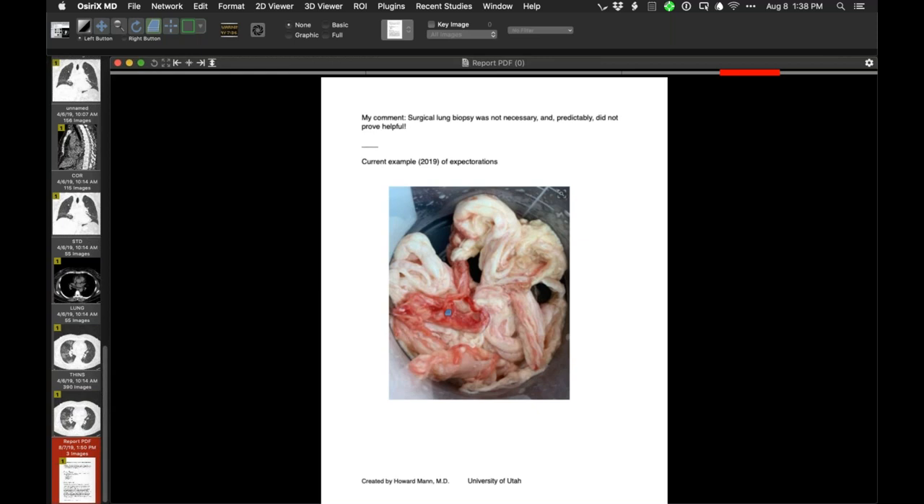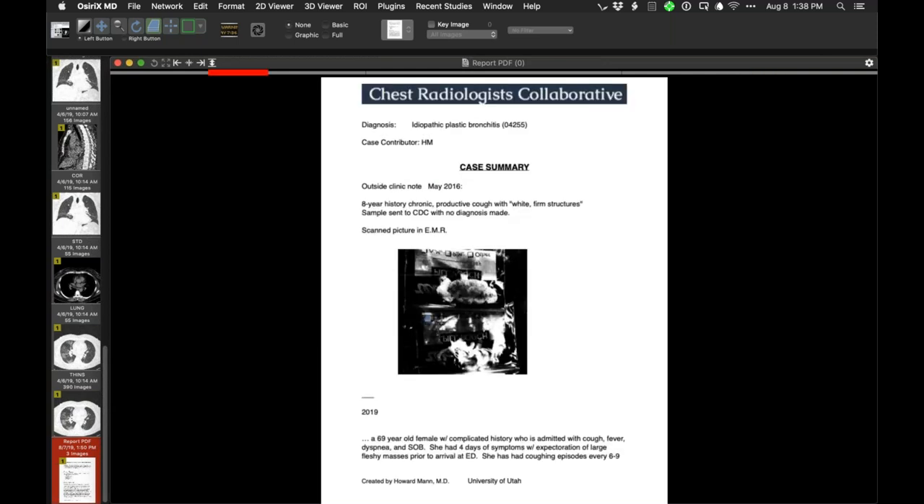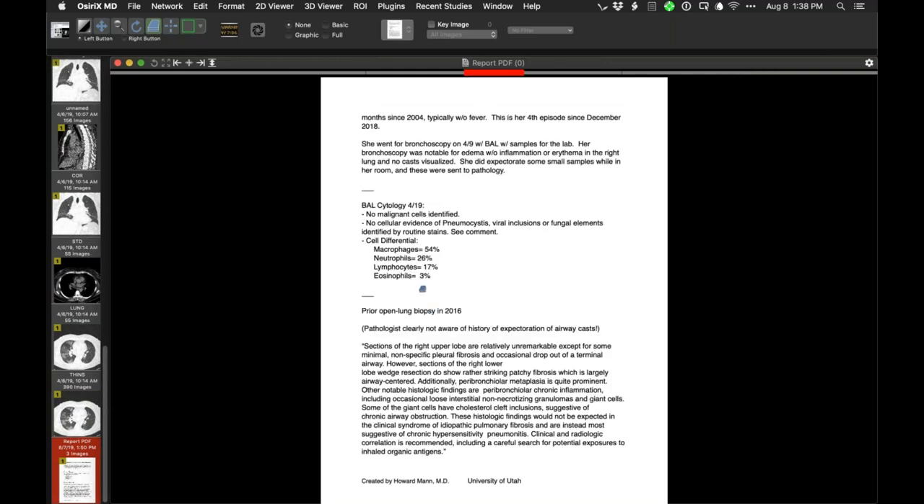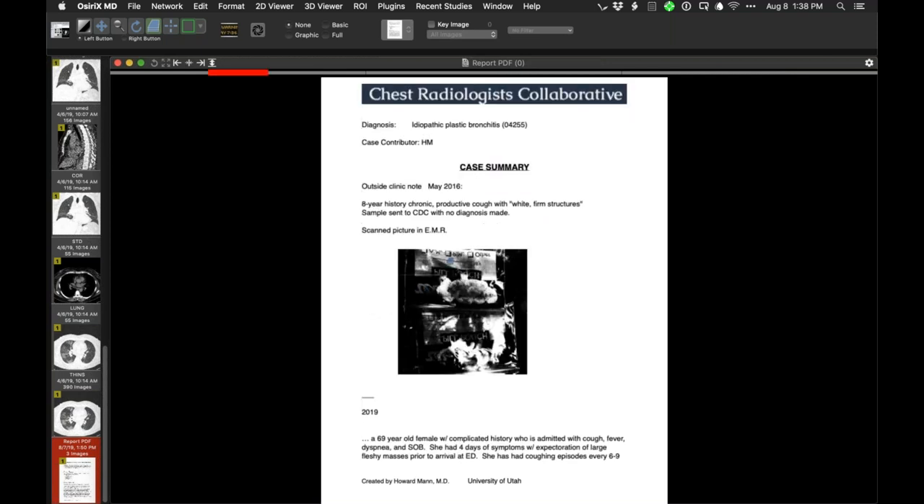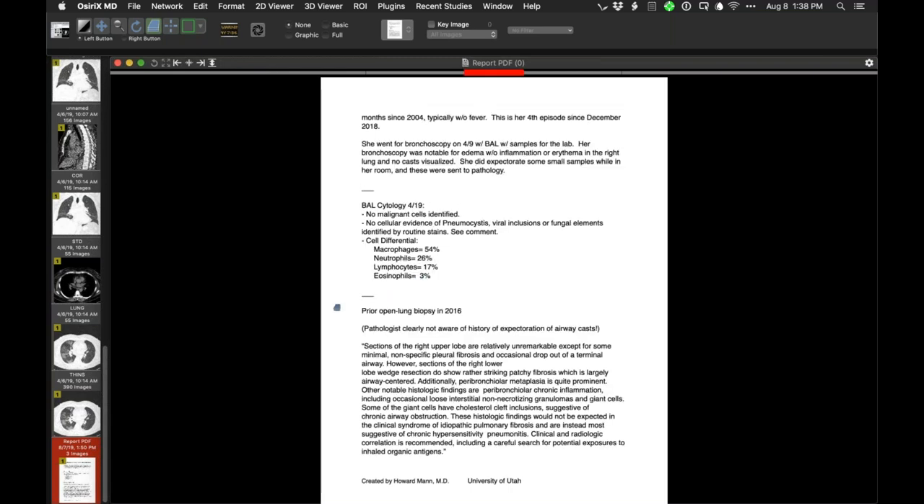No surprise that the lung biopsy didn't reveal anything. And I made the comment here to myself, I don't know why they did the lung biopsy, what they were thinking of. I mean, she already had that back in 2016. So what's coming out of her lungs is what's in here.